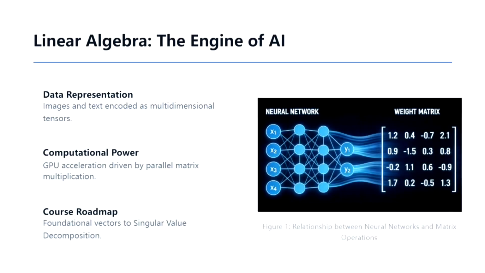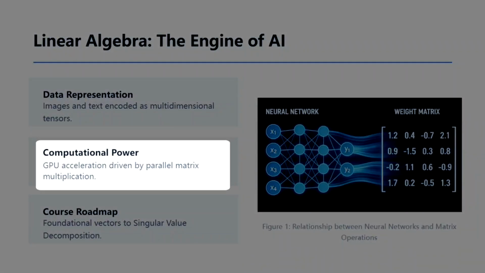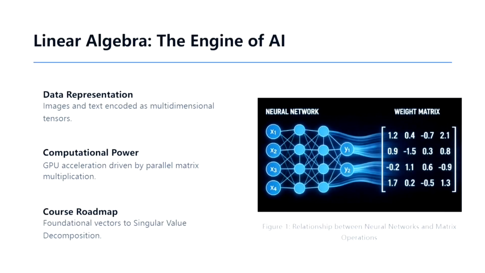But why has AI exploded recently? The answer lies in computational power. GPU acceleration is essentially just massive, parallel matrix multiplication. Linear algebra allows us to perform billions of calculations simultaneously, which is what makes training deep neural networks possible.